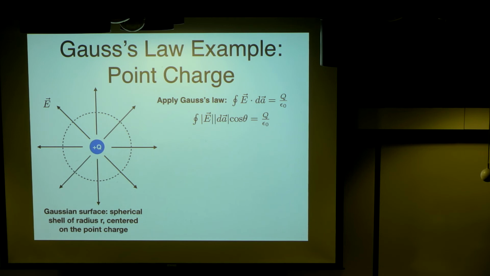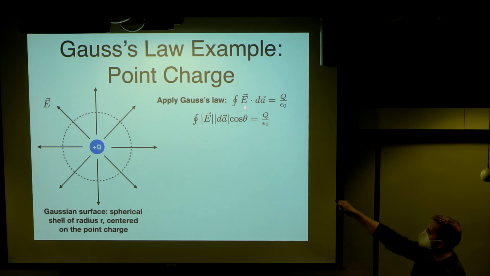So what I'm going to do here is take the left-hand side of this equation, which says E dot dA, and break this down a little bit. Remember, any dot product can be written as the magnitude of the first vector times the magnitude of the second vector times cosine of the angle between the two vectors. So I'm really just taking the dot product and re-expressing it in this way.